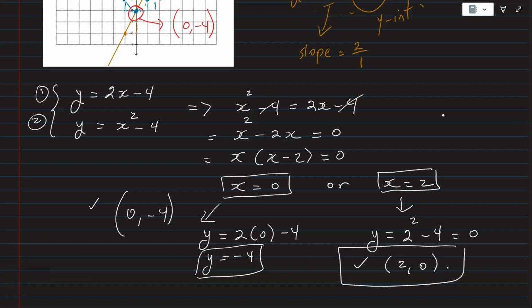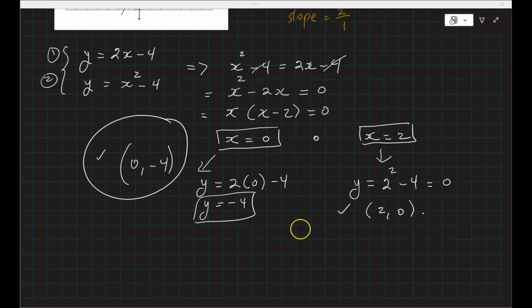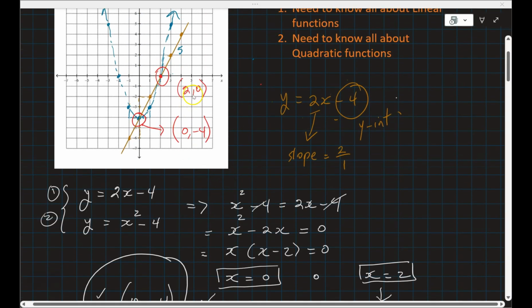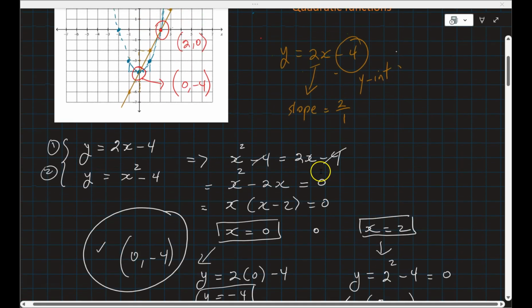So we have the coordinates, we have two coordinates. Now that we have the two points, let's go and check the graph, make sure that it works. One was (2, 0) right here, the other one (0, -4), and here are the two solutions that we got. That matches the algebraic solution, and we are good to go.